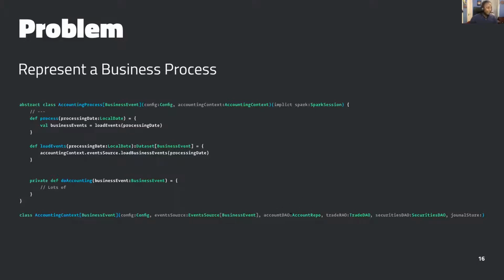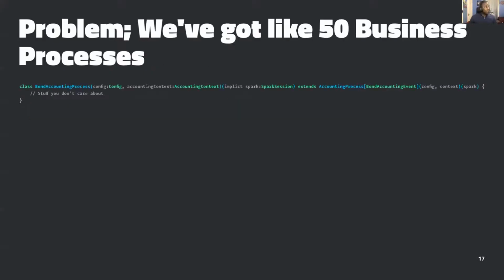We need to get some account reference data. We need to get some trade information. We need to get some securities, and more typos, of course. We need to store things in a journal store. All that will happen, right? And it comes in, and turns out that we've actually got like 50 of these business processes.